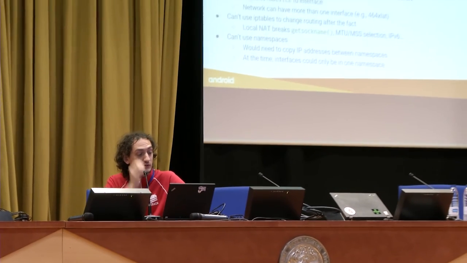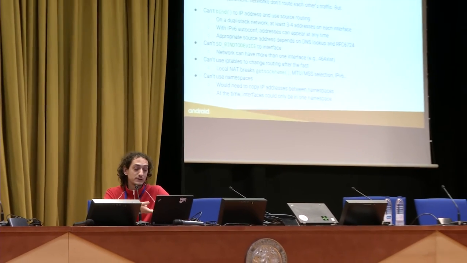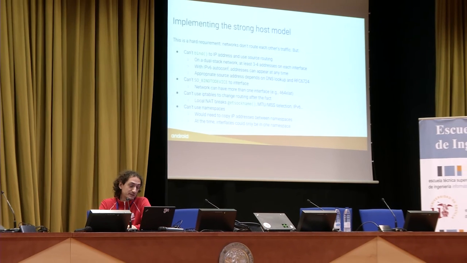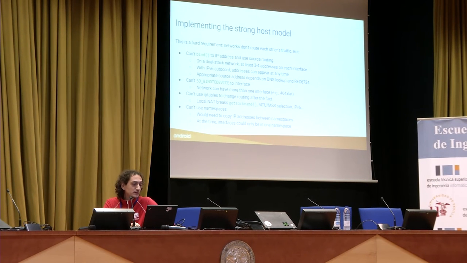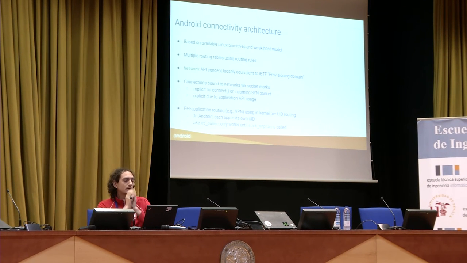A physical interface could only be in one namespace. I don't know if the situation has gotten better, but the kernels that we run can be quite a lot behind the upstream. So what do we do? We ended up using multiple routing tables and a fairly sophisticated set of IP rules.